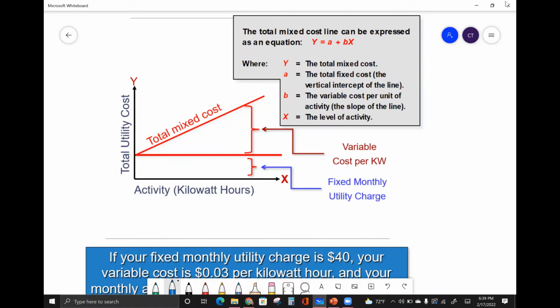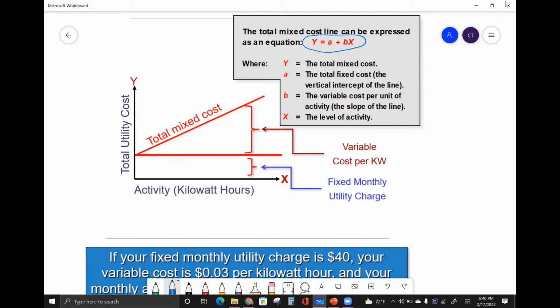Anyway. All right. So this is our formula, and I think this is about as fancy as it gets in this class with formulas. We have a total mixed cost line, which can be expressed as an equation, and you'll use this equation to solve your simple little problems. You can solve them algebraically. So Y is the mixed cost. A is your total fixed cost. B is the variable cost per unit of activity. And X is the level of activity.